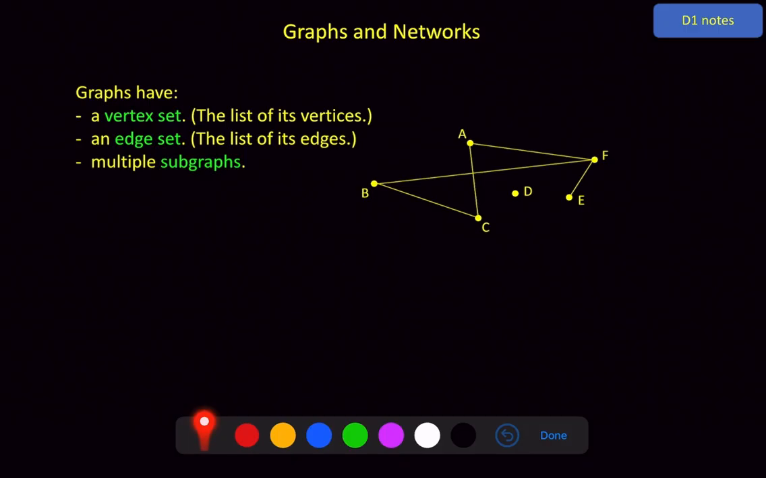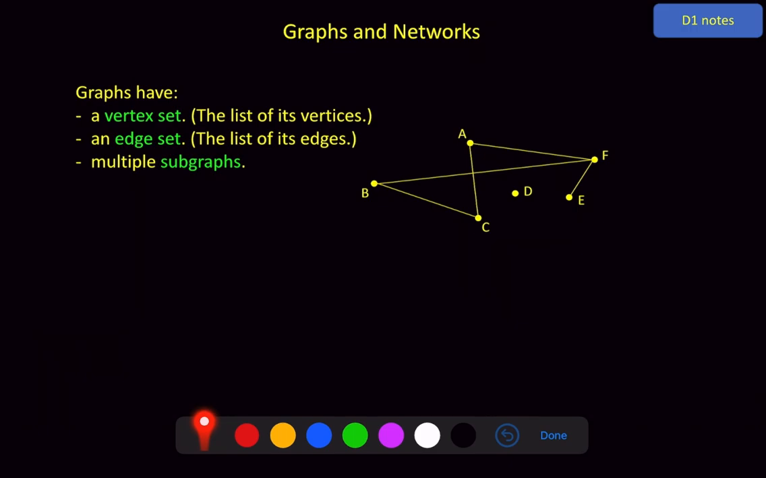A graph will also have multiple subgraphs. Now a subgraph is any graph that you can pull out of the one that's already on the screen, or another way of thinking of it, if you delete any element and leave the rest. So if I took D away here, the graph that would be left would be considered a subgraph of this one. Or if I deleted AF and FE, this would be a subgraph. We've got ACB, and you can see this graph here on the original. So any sort of subset of the original vertices and edges is called a subgraph.